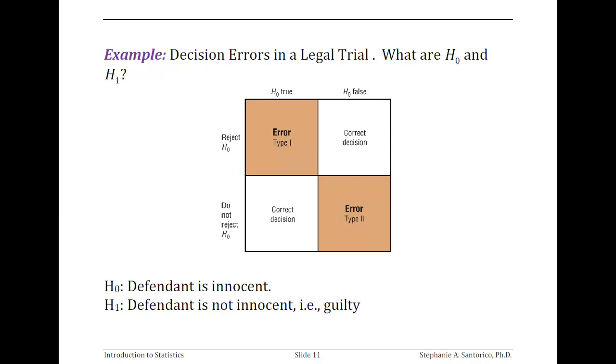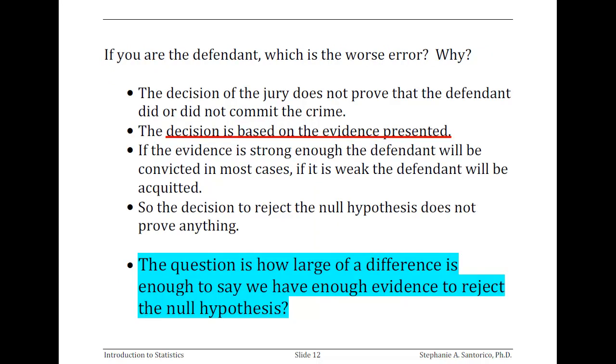Your alternative is that you're not innocent. So null is equality. Your alternative is not equality. So we're trying to set it up in that way. In other words, not innocent means guilty. So if you were the defendant, which of the errors would you consider to be worse and why? It's something for you to think about.